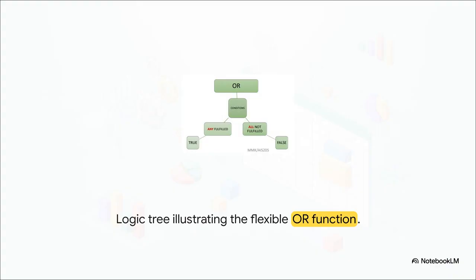Looking at this OR logic tree, you can really see how flexible it is. Let's say our bakery offers a combo discount if a customer buys a slice of cake or they buy a premium coffee. The condition branches straight to true if they have just one of those items. Any fulfilled condition equals true. They literally only get a false if they buy neither.